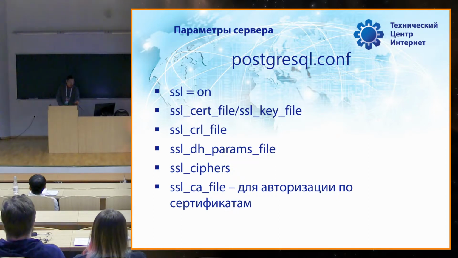For the SSL protocol to be available for a client who wants to connect to the server, you have to turn it on. It can be turned on in postgresql.conf. So you should write that SSL is on. After that, you choose your parameters. SSL cert file, SSL key file. We use public key cryptography. SSL key file is a secret key file.